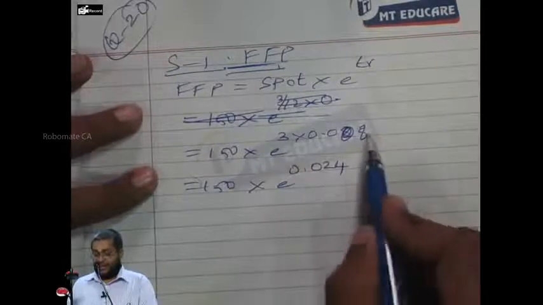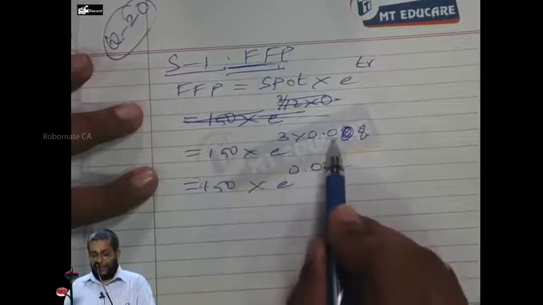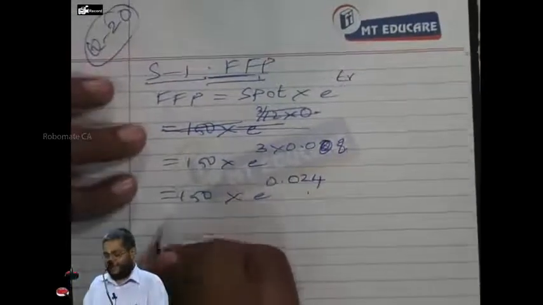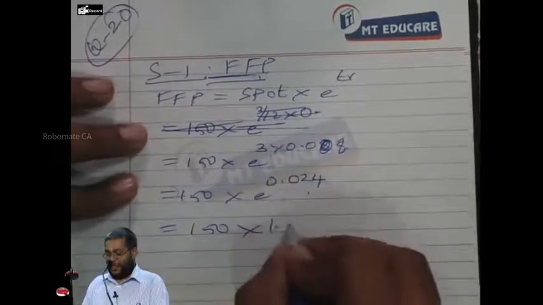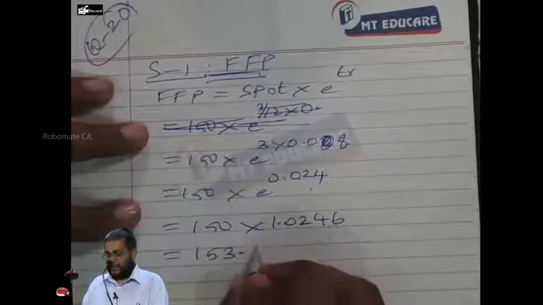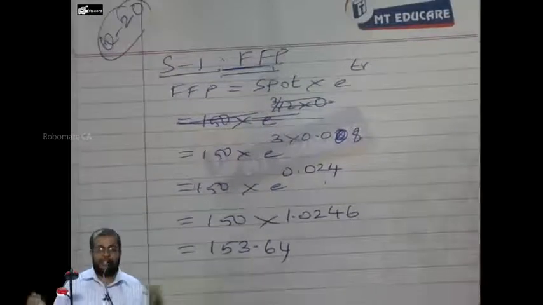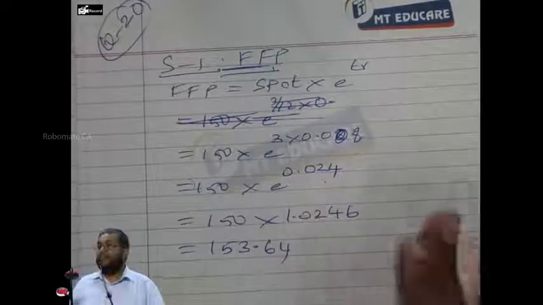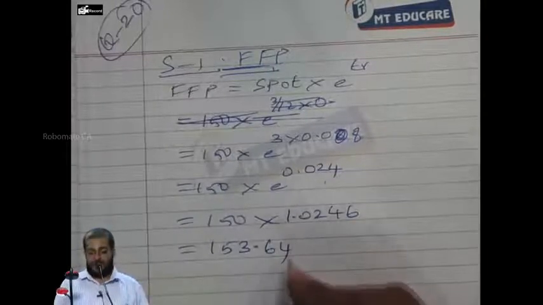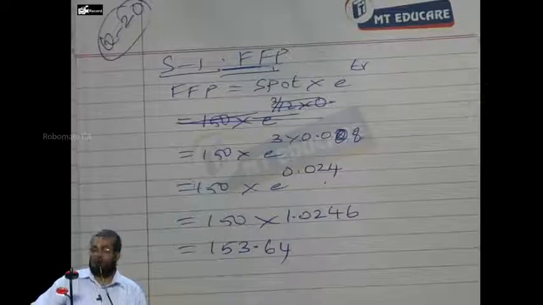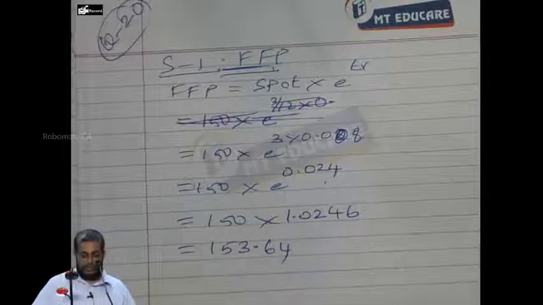So 150 times e to the power 3 into 0.008 gives e to the power 0.024. Everybody accepting it? That gives 1.0246, and the result is 153.64. Spot price compounded gives you the fair futures price. This Omega company share's futures should be trading at how much? 153.64. Step 2: Identification of arbitrage.